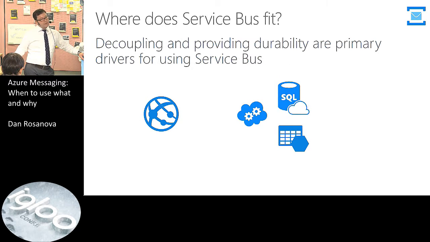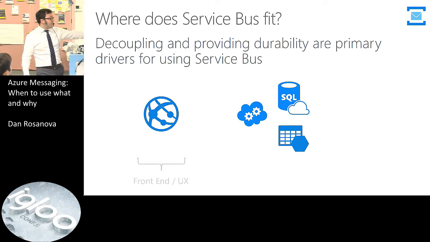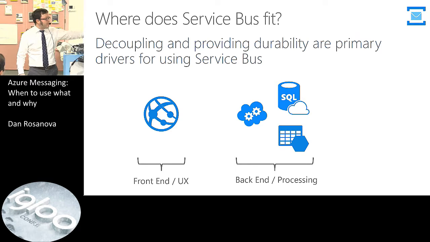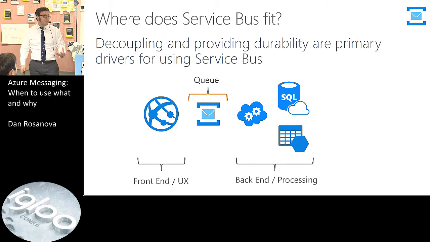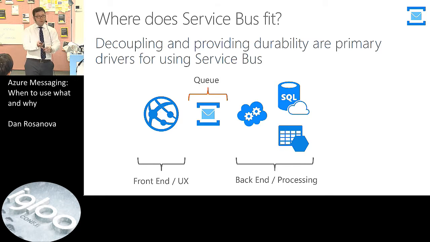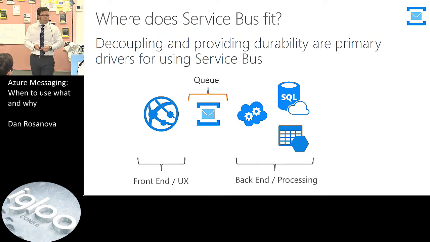When we look at where Service Bus fits into your type of architecture, you might see something like this, where you've got a front end, UX, you've got some back end services where you're doing processing, you're probably storing data someplace. This is where messaging fits in. It's putting a queue or a topic in between these components to give you both decoupling, which is important for a lot of reasons, and also things like durability. So when things restart or crash, you get some sort of backup from that.